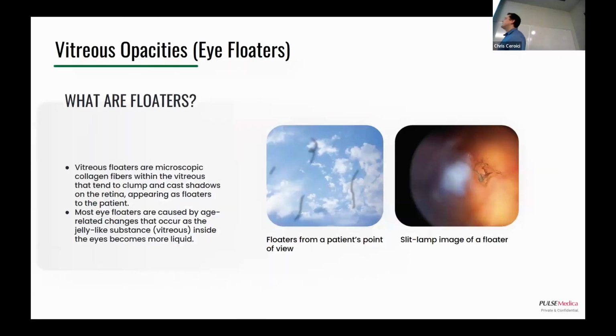Okay, so what are floaters? I mentioned the vitreous. The vitreous is basically the gel in your eye. So you have the lens in the front, then the vitreous, and then your retina in the back. For a long time, people assumed the vitreous is just a structural, homogeneous, passive fluid or gel. There's actually some complexity in the vitreous.